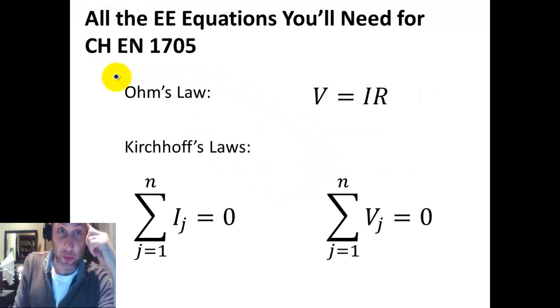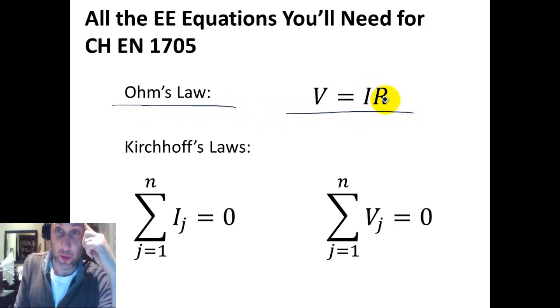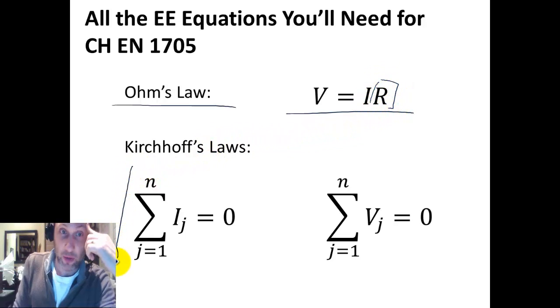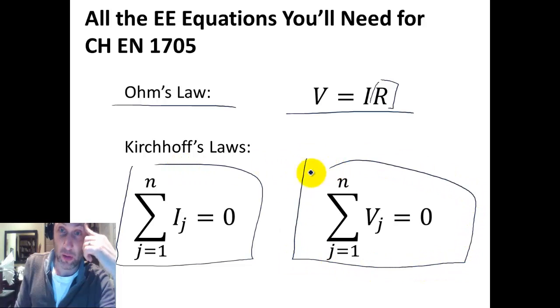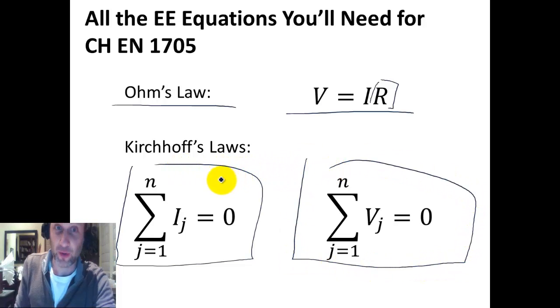So, in the previous lecture, I introduced Ohm's law. The voltage equals the current times the resistance. The current is proportional to the voltage is another way of stating that, and this is the proportionality constant. I also introduced Kirchhoff's laws and talked a bit about what that means. Both of Kirchhoff's laws, sometimes called the point law, one involving current, one involving voltage. These are the equations that you will need in 1705.